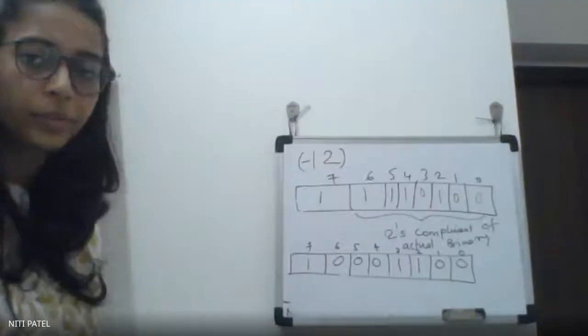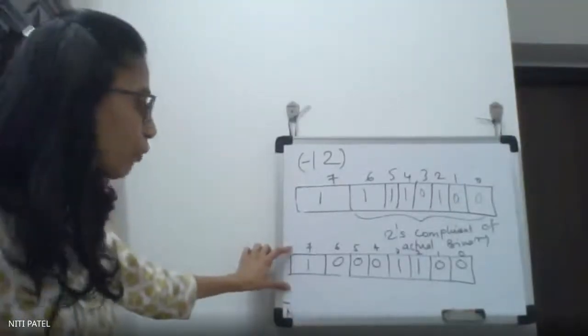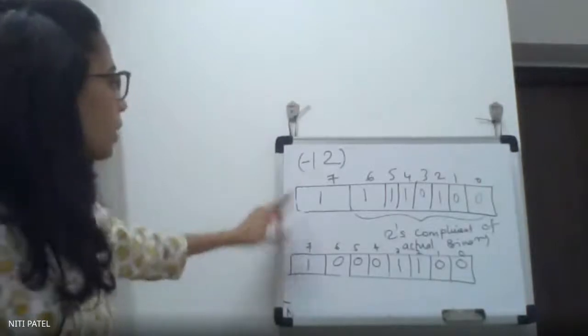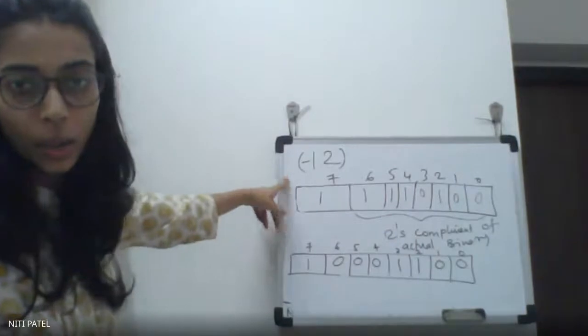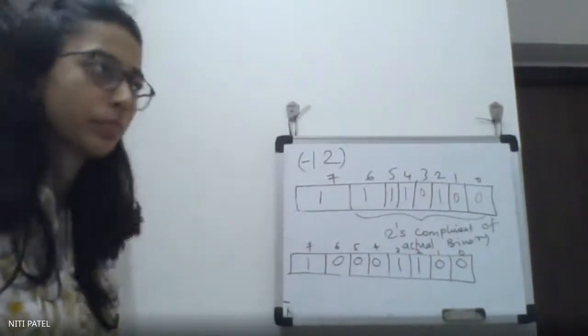Say, ma'am, 0, 0, 1, 0, 0. Oh, ma'am, sorry. 0, 0, 1, 0, 1, 1, 1, 1. Correct. So this is the binary of your minus 12. This is 2's complement of your minus 12. Okay?